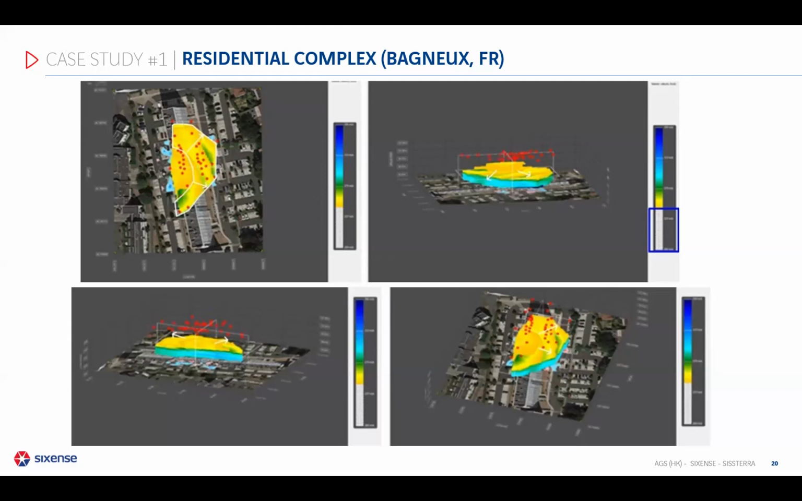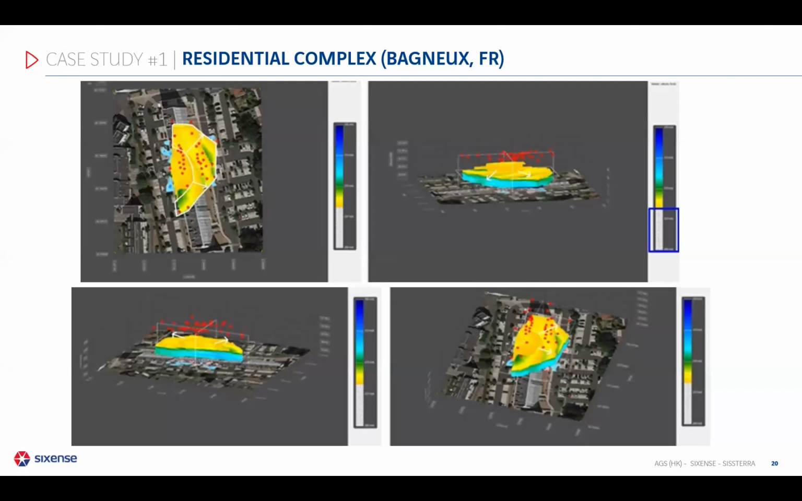So that was the first example of how Sissterra can be used for very simple projects with a limited number of nodes. That means it's not necessarily a very complex installation. It can remain relatively simple. By installing just 30, 40 sensors, it takes 1 day. And then after a few days of listening, we can obtain this kind of 3D model below an existing building.